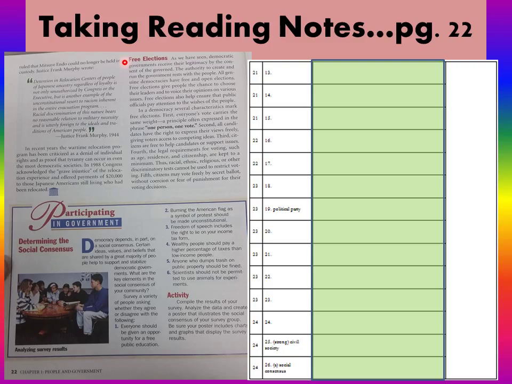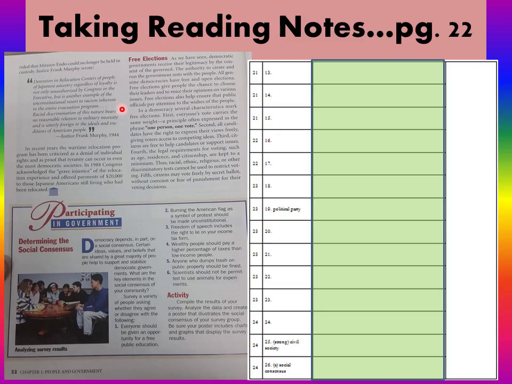Justice Frank Murphy wrote, "Detention and relocation centers of people of Japanese ancestry, regardless of loyalty, is not only unauthorized by Congress or the executive, but is another example of the unconstitutional resort to racism inherent in the entire evacuation program."